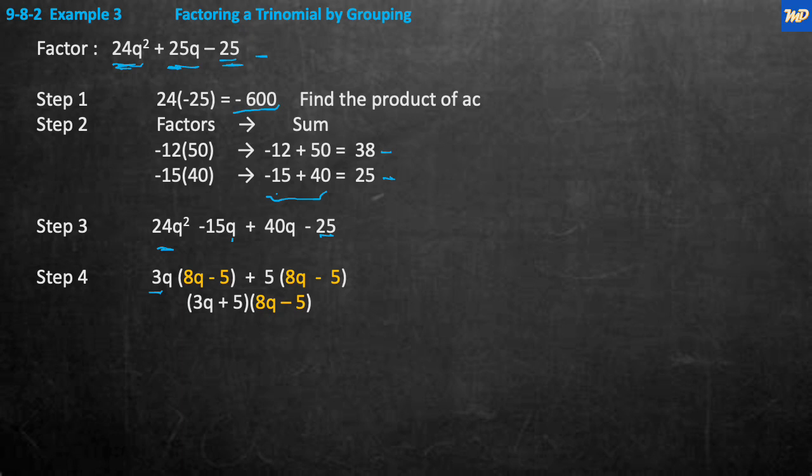We do the same thing here. Out of 40 and 25, we can take a 5 out of both. We can take a 5 out of the 40 and get 8q, and take a 5 out of the negative 25 and get negative 5. And lo and behold, we have the 8q minus 5 and the 8q minus 5. So when we pull those terms out, what's left is the 3q and the plus 5. And that's times 8q minus 5. Okay?